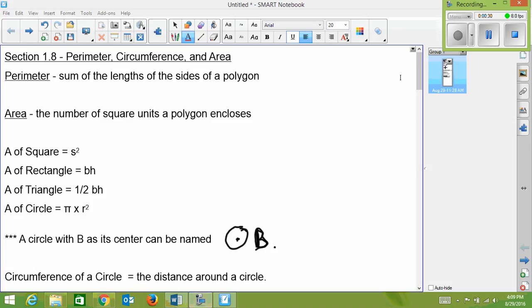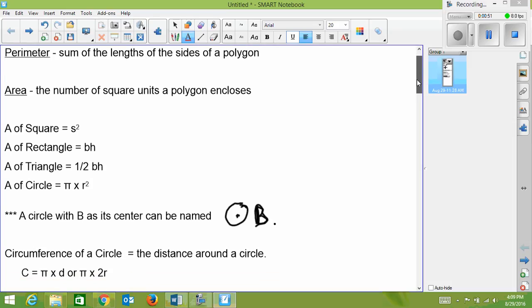Area is the number of square units a polygon encloses. So the area of a square is just the side times the side, side squared. Area of a rectangle is base times height. Area of a triangle is half base times height. And area of a circle is pi times r squared. Again, we should know all those. They're pretty basic formulas from junior high.